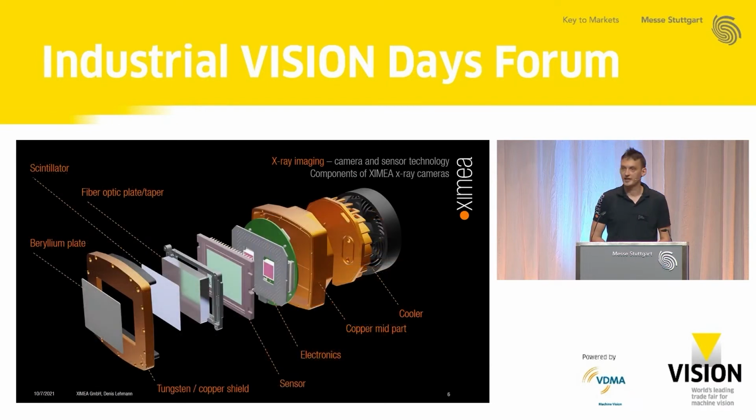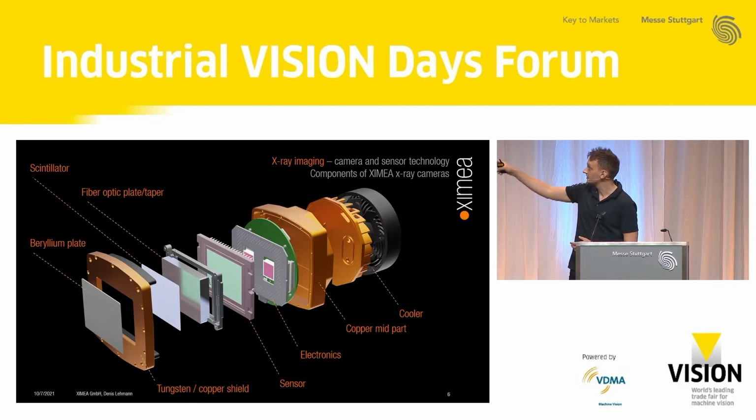In general, an X-ray camera, or let's say a XIMEA X-ray camera, looks like this. At the front, you have a beryllium plate, and you need to know that beryllium is transparent, or mostly transparent, to X-rays. So X-rays can just pass through the beryllium plate and will eventually hit the scintillator screen, which emits visible light. That visible light is then channeled through the fiber optic plate onto the sensor.